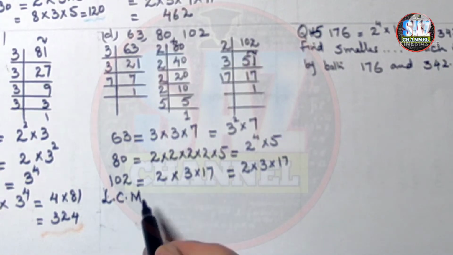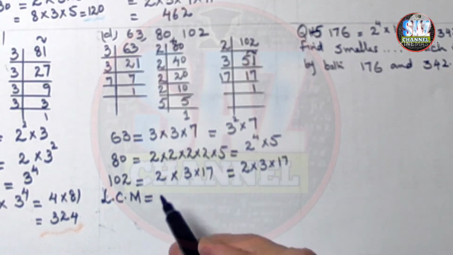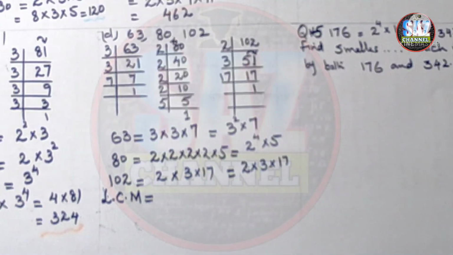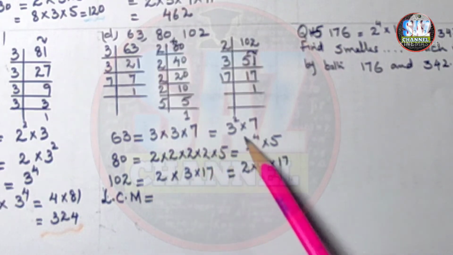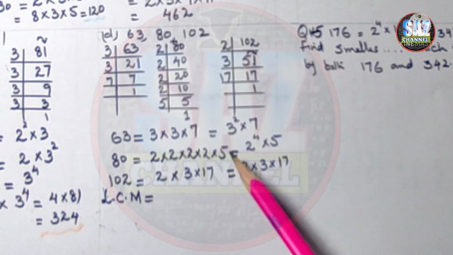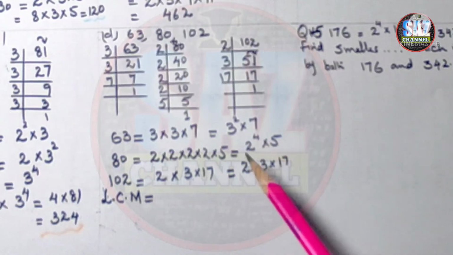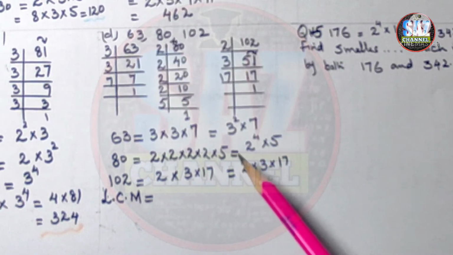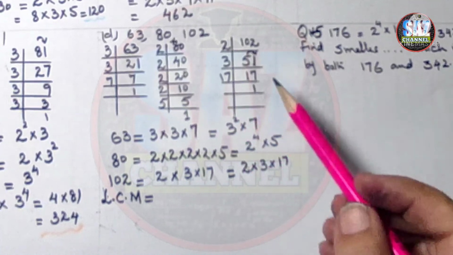So now 2 multiplied by 3 multiplied by 17, and we have to find the LCM, the common multiple of all these numbers. Now recall that LCM is the product of common and non-common factors, and we have to choose the power of each common prime factor with the highest index.